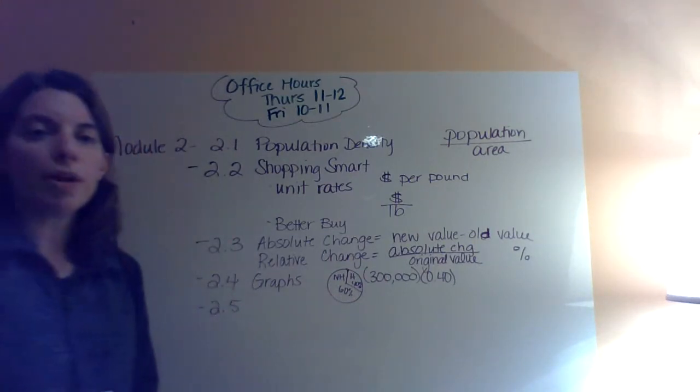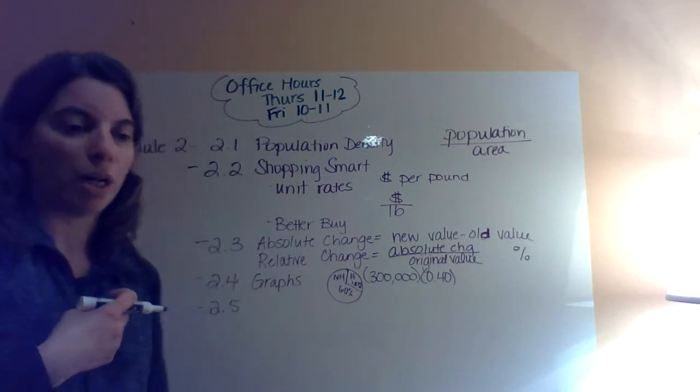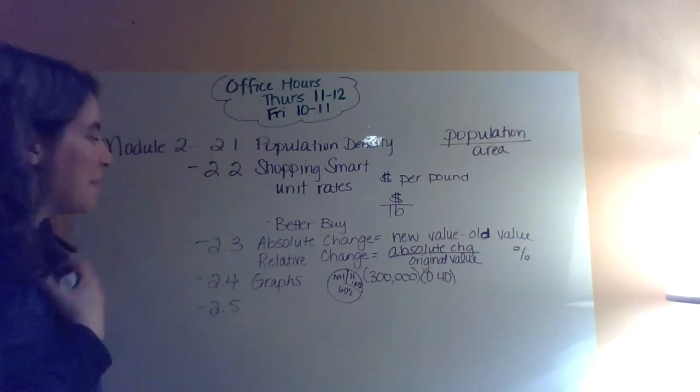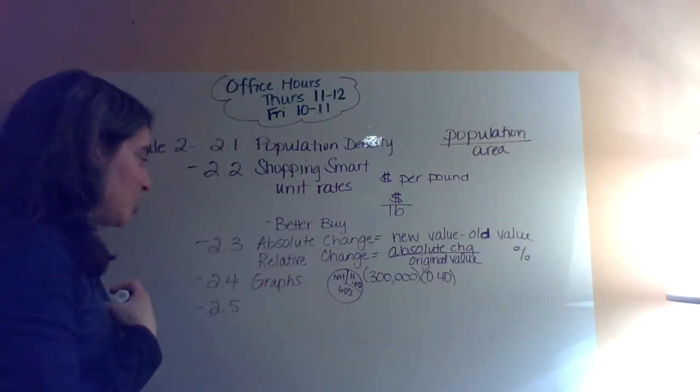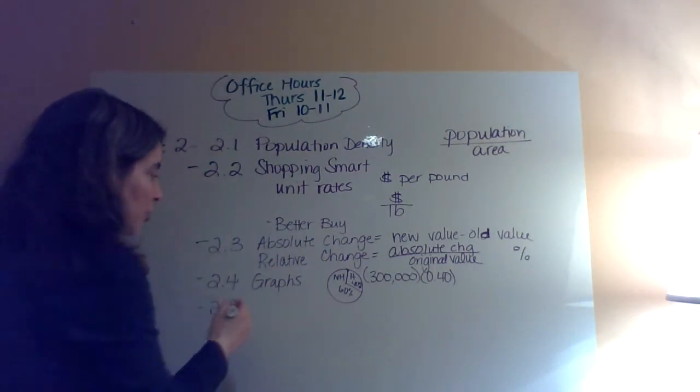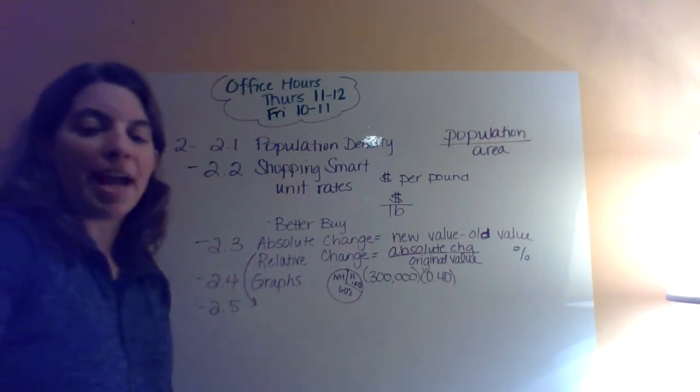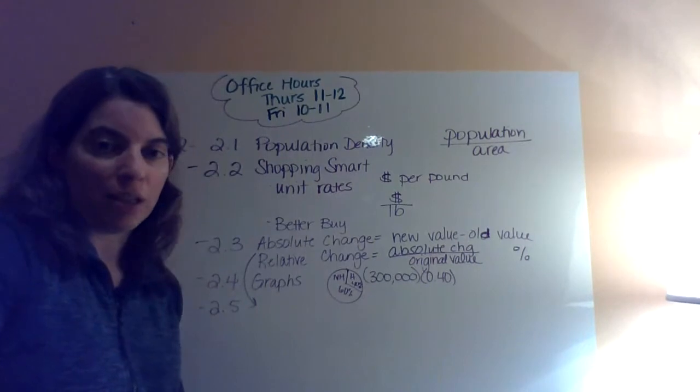Excuse me. 2.5, my class didn't do. The other class, my original class, you're both my class now, but my afternoon class did not do it. The morning class did. It was really more about the absolute and relative change. So my afternoon class, you'll be fine doing the test without that.